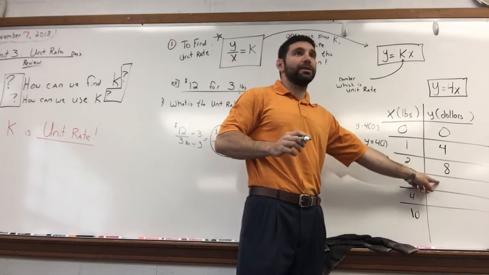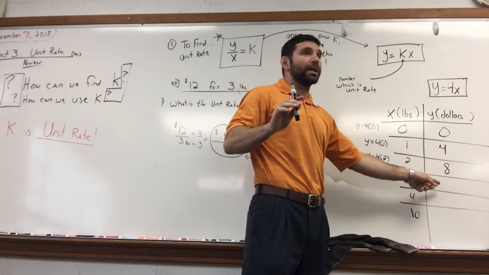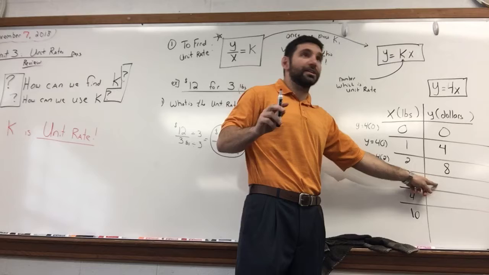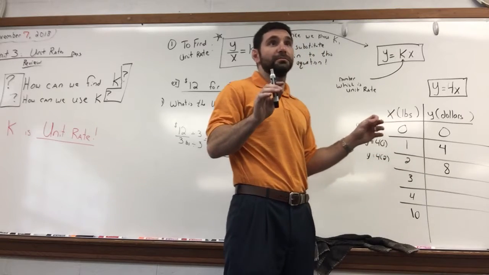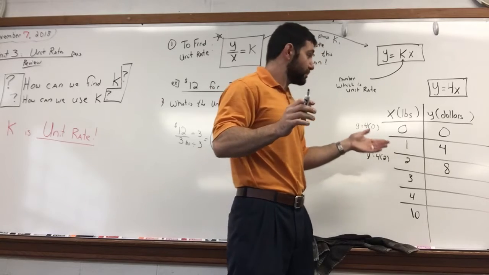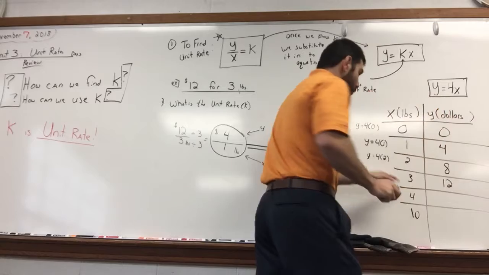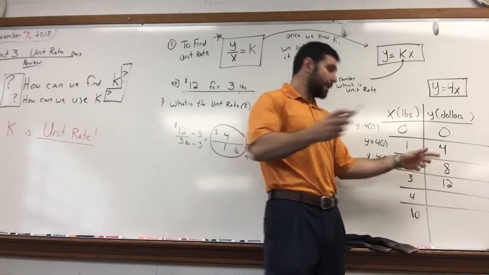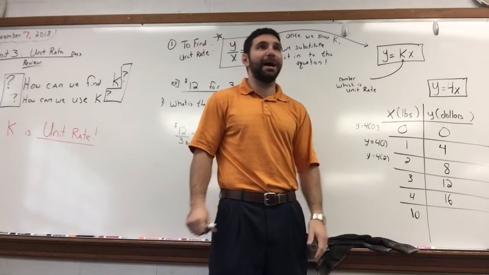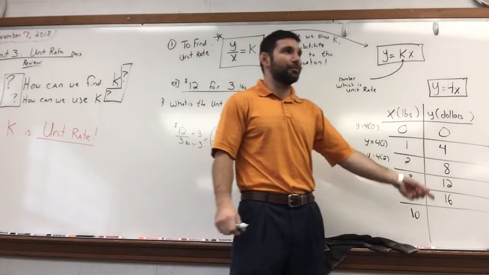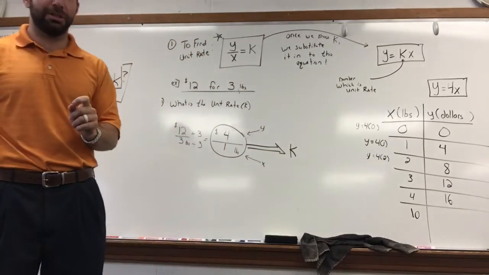Could I find out what 3 was? Without doing any equation, what would I have to do to get from 8 to this one? Owen. Multiply. Without an equation. Add 8 plus 4. Yeah, we're adding 4 to each one, so I could add 4. What could I do to get to number 4? Add 4, which is 16. And then all of a sudden, now we have 10 pounds. Can I just add 4? No. This is why you need to have an equation.